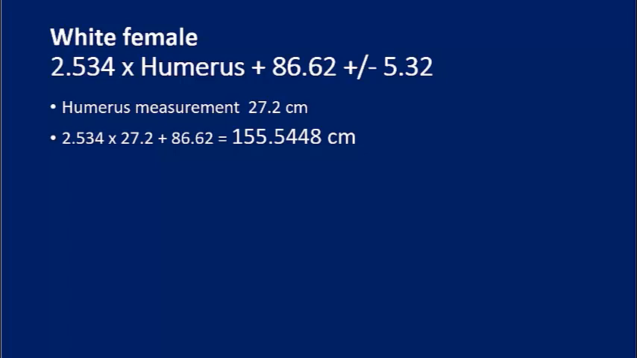Now, that's not an overly usable number for us because it's an average. And what we really want is the range. What's the shortest the individual could be, what's the tallest the individual can be. And that's where the standard error comes into play over here. So to use that, we simply take that standard error and subtract it from our average, and we add it to our average to get our range.